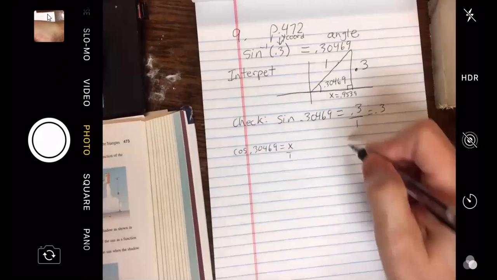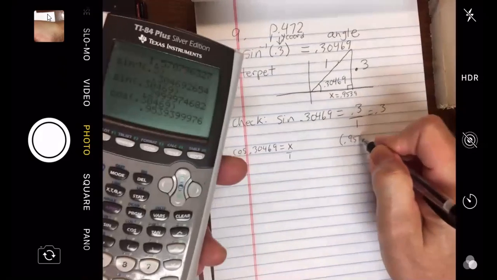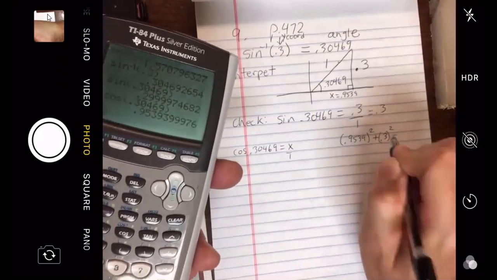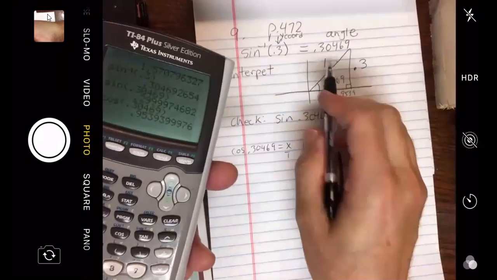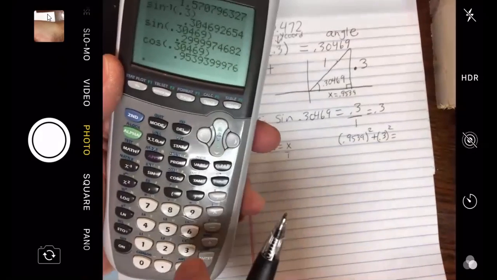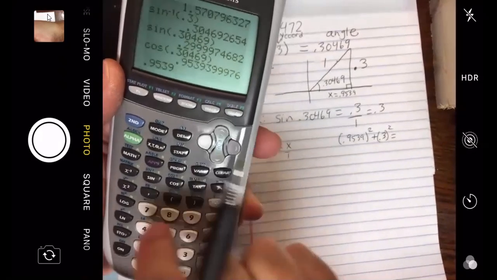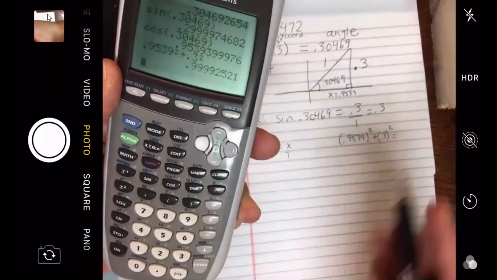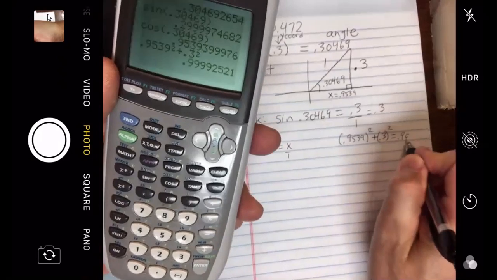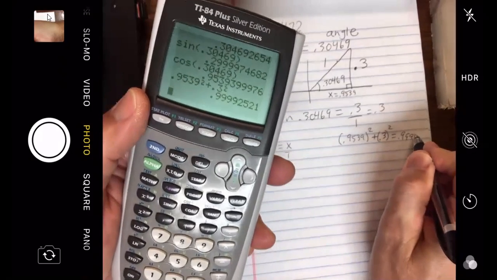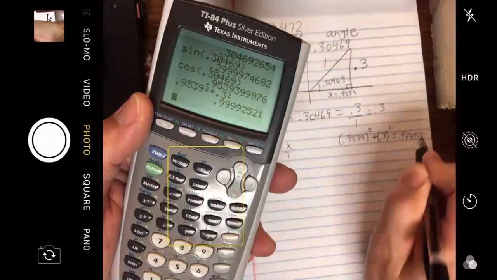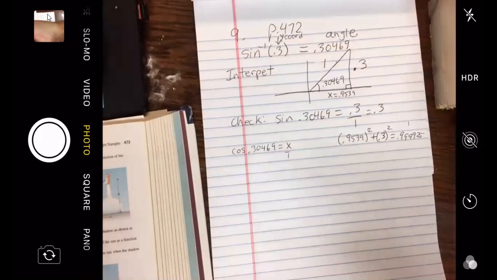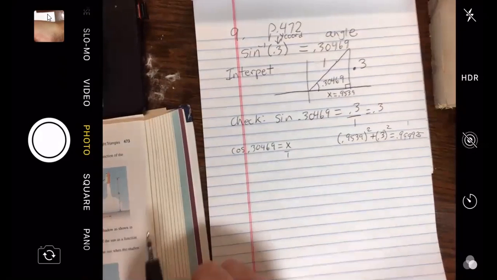And guess what? If I took 0.9539 squared and add 0.3 squared, guess what I should get? Add 0.3 squared, it comes up 0.99925. Yeah, pretty close to 1. It's all internally consistent. It makes perfect sense to me.